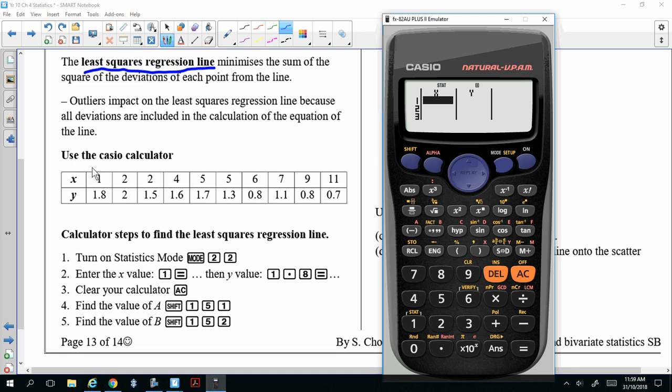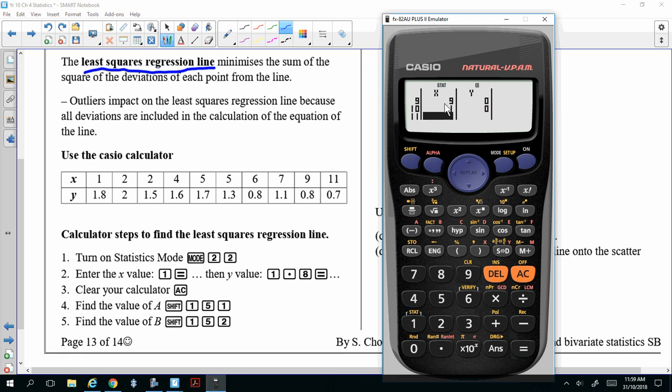So obviously, the first column is the X value. The next row is the Y value. Okay, let's enter this. So you write 1 equal, 2 equal, 2 equal. Enter the X value first, then the Y value. 4 equal, 5 equal, 5 equal again, 6 equal, 7 equal, 9 equal, and 11 equal.